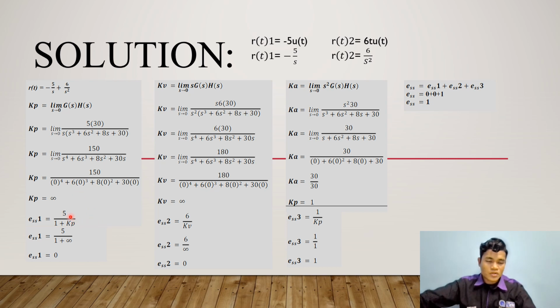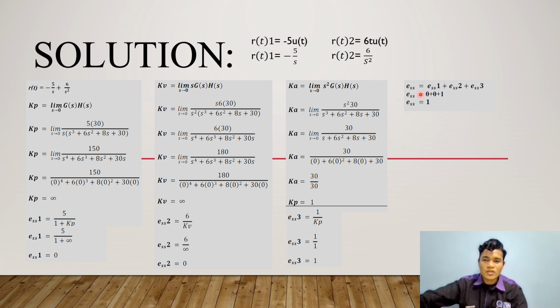So we got the variable constant value is 5, then we put 5, then it becomes 0. This is how I calculate the value for Kv. ESS also becomes 0, Kv becomes infinity, Kp becomes infinity, and Kp becomes 1, and the steady state error becomes 1.